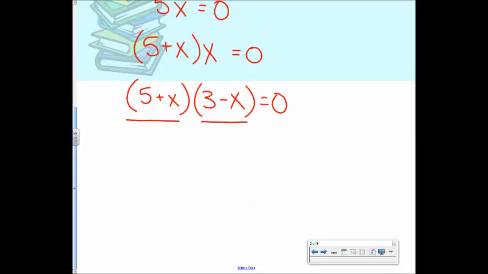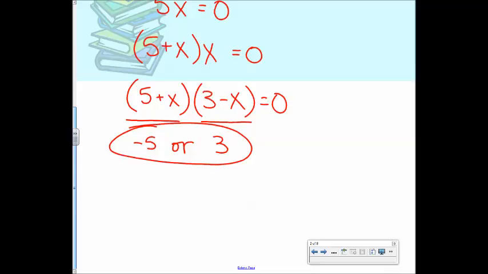how many factors do we have here? 2, right? And if the whole thing has to equal 0, that means one of these factors has to be what? 0. What could I plug into x to make this 0? Negative 5. What could I plug into x to make this 0? 3, since 3 minus 3. So how many solutions do I have here? I have 2. x could be negative 5 or x could be 3, and both of those would make the equation equal to what? 0.